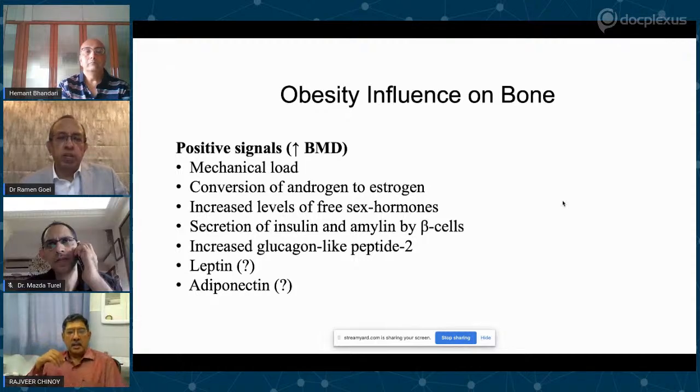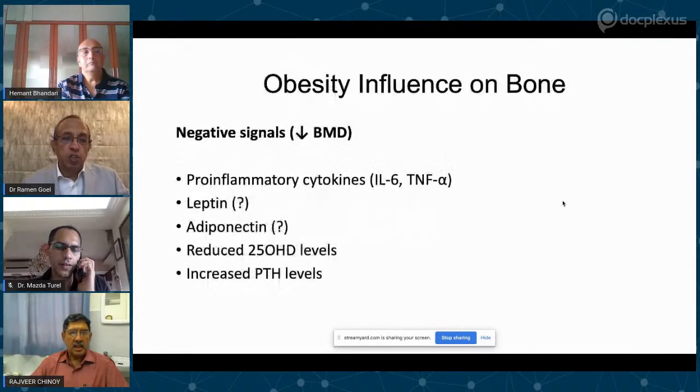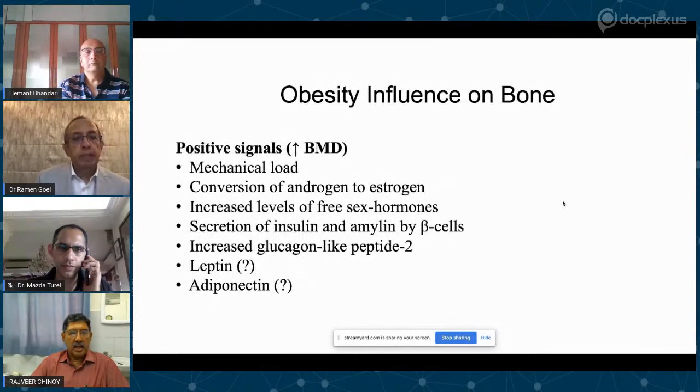So, normally, as the slide shows, Dr. Chinoy, when our BMI increases, the bone mineral density increases. So the bone becomes bigger, or bone mineral density increases. So what you are trying to say is that there are positive signals and negative signals. Yes. Could you go back to the previous one? Yes, because you see, there is a level of mechanical load which is beneficial. Once it goes above that, it's the camel's back that is broken. And as you can see, there are increased levels of the sex hormones and the conversion of androgen to estrogen and various other metabolic changes which are actually harmful to bone health.